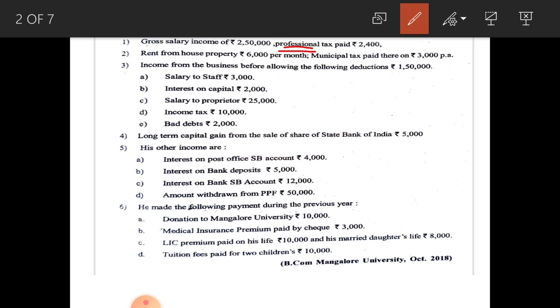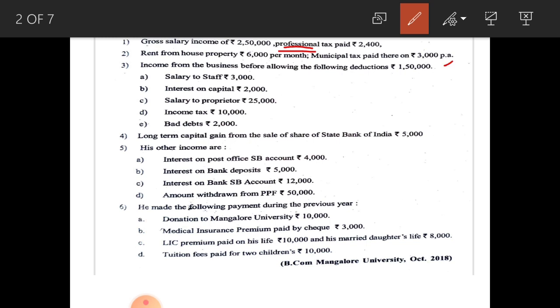Second one, see, rent from house property 6,000 per month, municipal tax paid thereon 3,000 per annum. Here also, income from house property is not directly given. Rent from house property per month amount is given, that is 6,000. For 12 months it becomes 72,000. From that you have to deduct municipal tax paid 3,000 per annum.